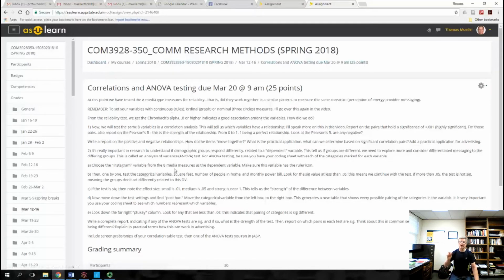For this test, we're going to use the Instagram variable. Remember, again, I'm going back to what I call the big 8, the ones that measure the 8 different types of messaging. I'm going to take out the Instagram one. Remember, that's a continuous variable with the ruler. I'm going to put that in as the dependent variable. That means we're testing against that.